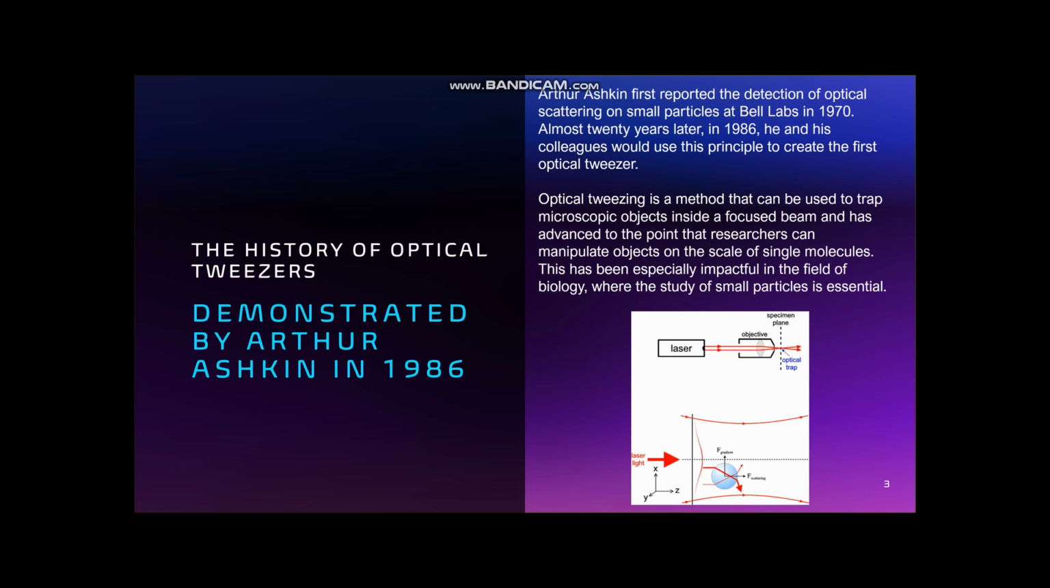Optical tweezing is a method that can be used to trap microscopic objects inside a focused beam and has advanced to the point that researchers can manipulate objects on the scale of single molecules, which has been especially impactful in the field of biology, where the study of small particles is essential.